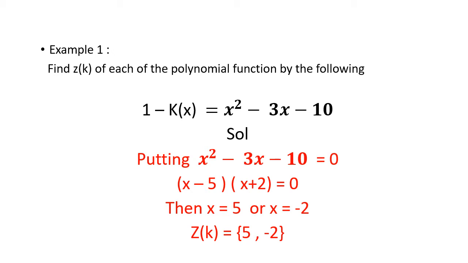So x power 2 minus 3x minus 10 will be equal to 0. By factorizing, we get the two brackets: x minus 5 and the other bracket x plus 2 equal to 0. So the first bracket gives x equal 5, and the other bracket gives x equal negative 2. So the set of zeros is 5 and negative 2.